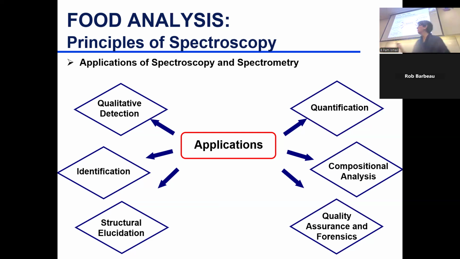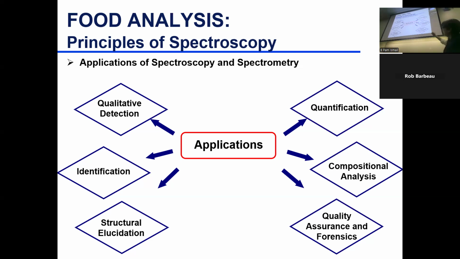Compositional analysis is kind of part of quantification. We can do compositional analysis usually using mid-IR or near IR. When we calibrate these instruments, we can do quick determination of total moisture, ash, protein, fat. So we'll talk about that when we cover IR.